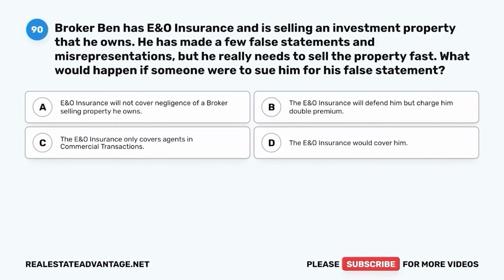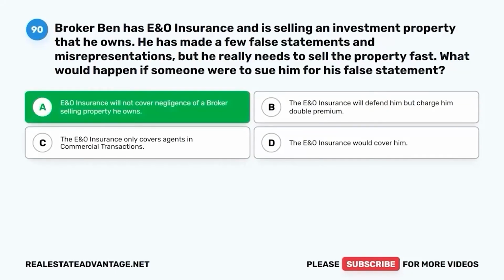Question 90. Broker Ben has E&O insurance and is selling an investment property that he owns. He has made a few false statements and misrepresentations, but he really needs to sell the property fast. What would happen if someone were to sue him for his false statement? A. E&O insurance will not cover negligence of a broker selling property he owns. B. The E&O insurance will defend him, but charge him double premium. C. The E&O insurance only covers agents in commercial transactions. D. The E&O insurance would cover him.